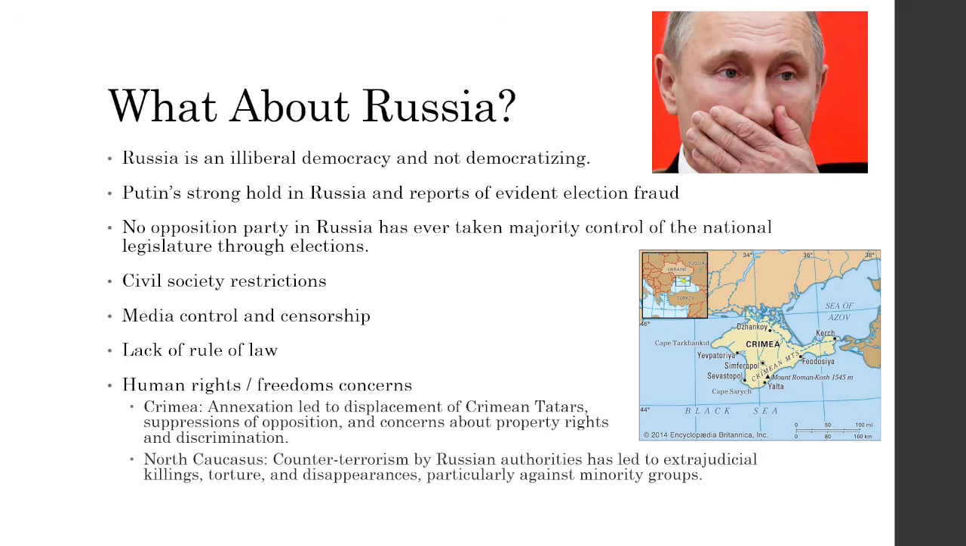In the North Caucasus of Russia, there's been counterterrorism by Russian authorities that's led to extrajudicial killings, torture, and disappearances. Particularly against these minority groups that aren't really like Russians that support Putin and are just Russians. These are minority groups that are not considered Russians. They have their own culture and customs and that sort of thing.